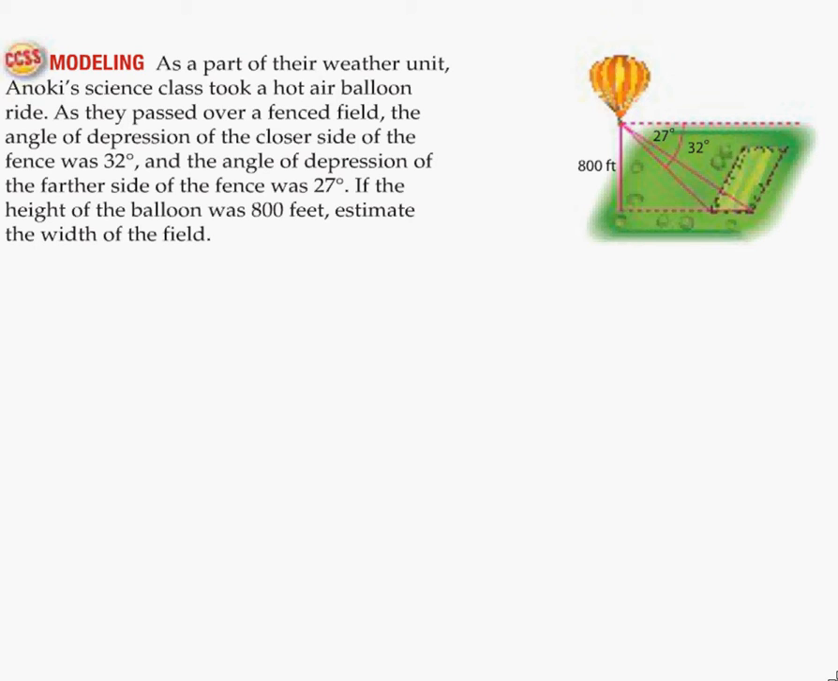In this problem, as part of their weather unit, Anoki's science class took a hot air balloon ride. As they passed over a fenced field, the angle of depression of the closer side of the fence was 32 degrees, and the angle of depression of the farther side of the fence was 27 degrees. If the height of the balloon was 800 feet, estimate the width of the field. Please stop the video now, come up with an answer, and when you're done, come on back.